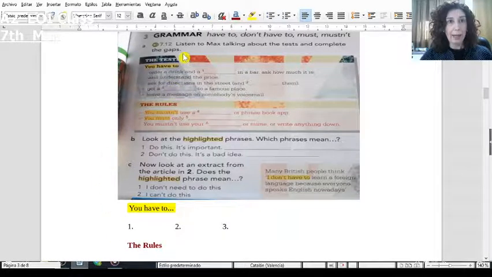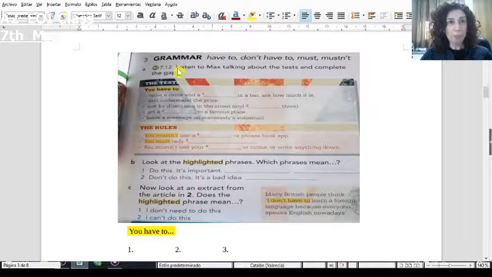Well, here you have. Listen to Max talking about the test and complete the gaps. Then, here you have how many tests. The first one, in the test, you have time. Today we're going to deal with have to: obligation. Tener que. ¿Qué es lo que tiene que hacer? Es un have to. And these are what Max has to do.